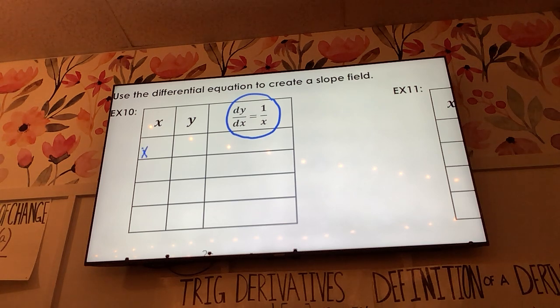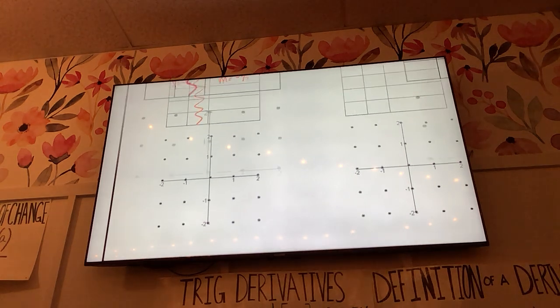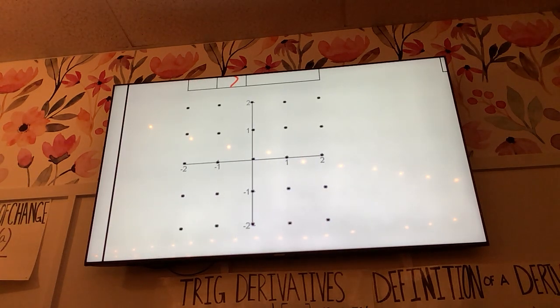So when x, I'm going to start with -2. We don't care about y's because y is not going to matter. When x is -2, what is my slope going to be? -1/2. So on my slope field, on all the -2's for the x's, I'm going to draw a -1/2 slope. Kind of shallow, kind of negative. Now you're sketching this, so is it going to be completely perfect? No.